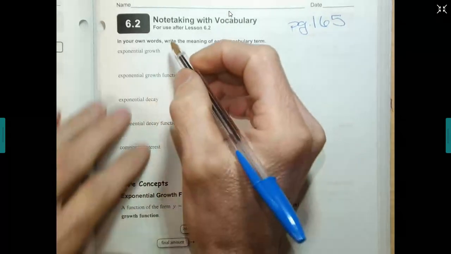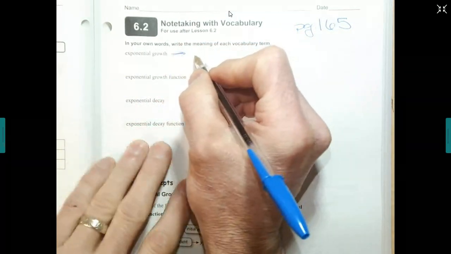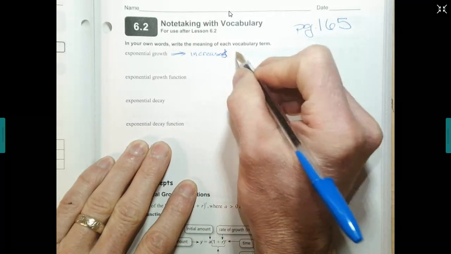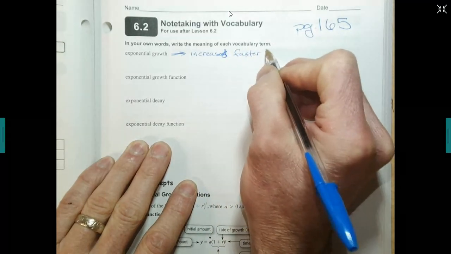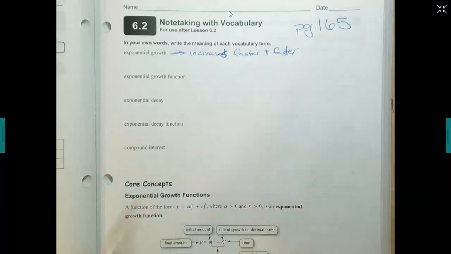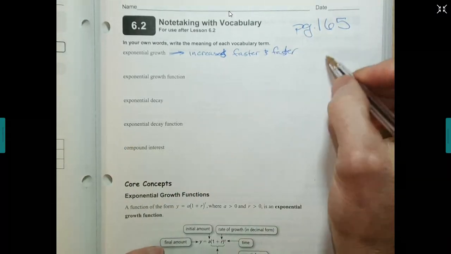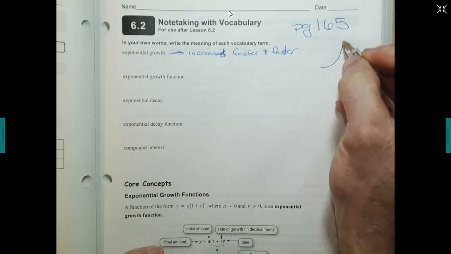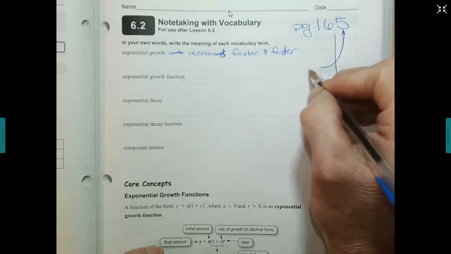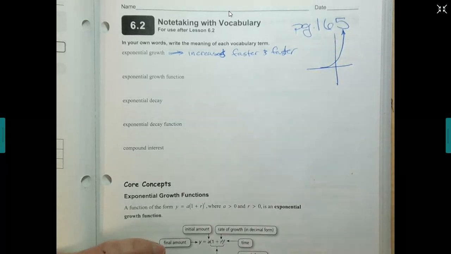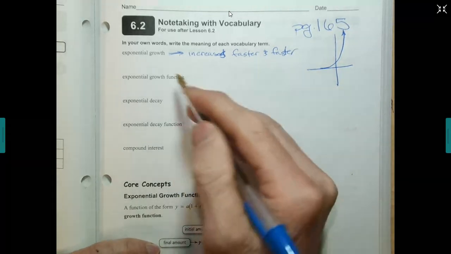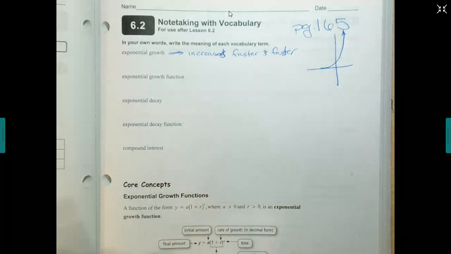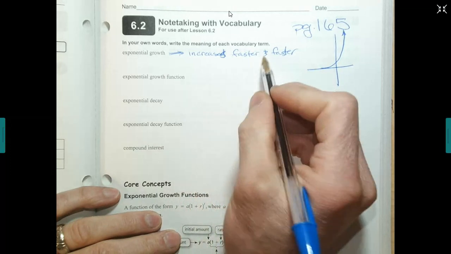So exponential growth is a function that increases faster and faster. It's shown by a graph that starts increasing, goes faster and faster. And a function of exponential growth would be what we worked on yesterday. So it's just a function that increases faster and faster.